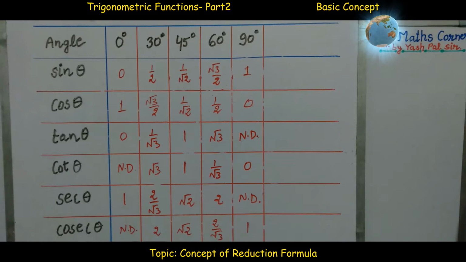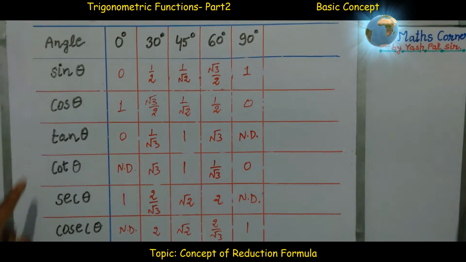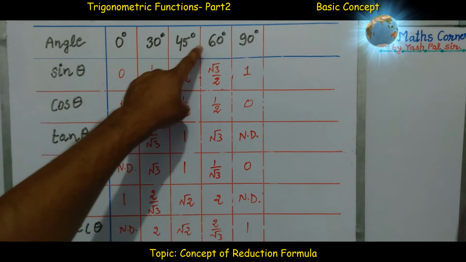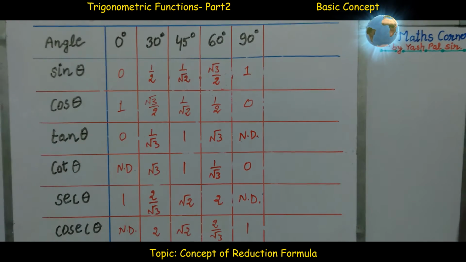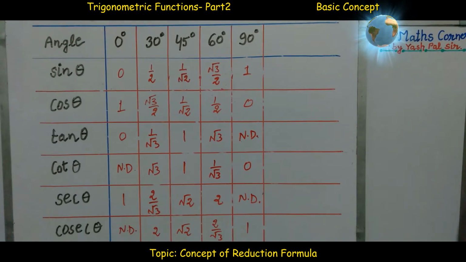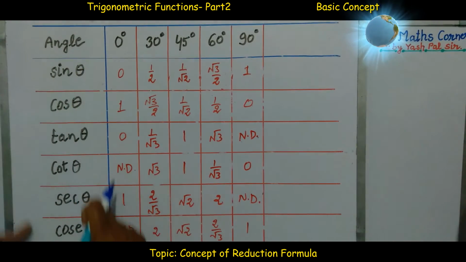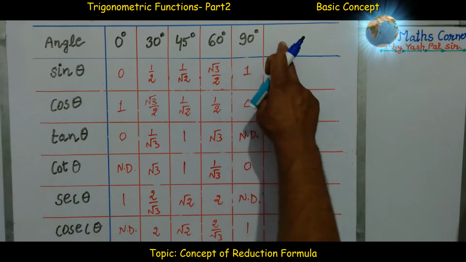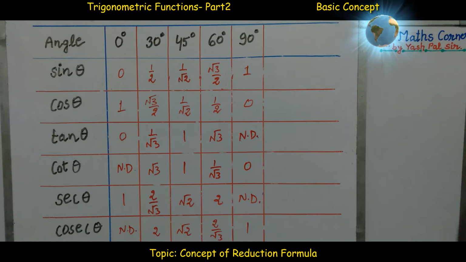So this way we have the table, all the values of t ratios with angle 0 degree, 30 degree, 45 degree, 60 degree and 90 degree. Up to class 10th level we have studied this much. In this class we are going to discuss the values of these t ratios when angle is greater than 90 degree.